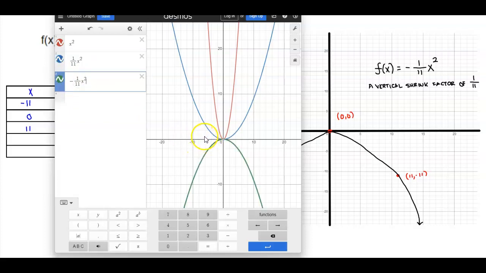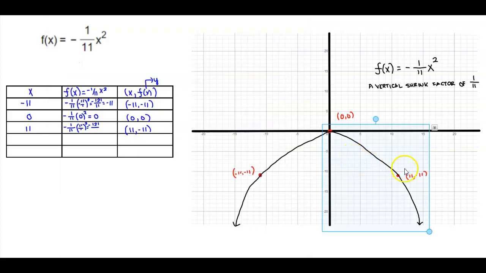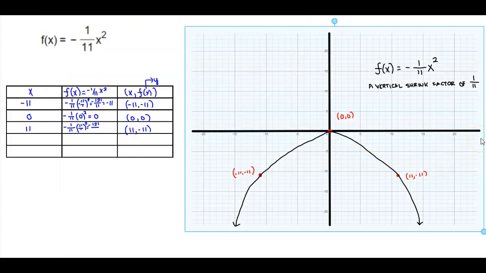So what it does is reflect about the x-axis. If you draw a line over here and fold the page, these two parabolas should be on top of each other. Because of that negative in front of the function, that tells us we're reflecting about the x-axis.